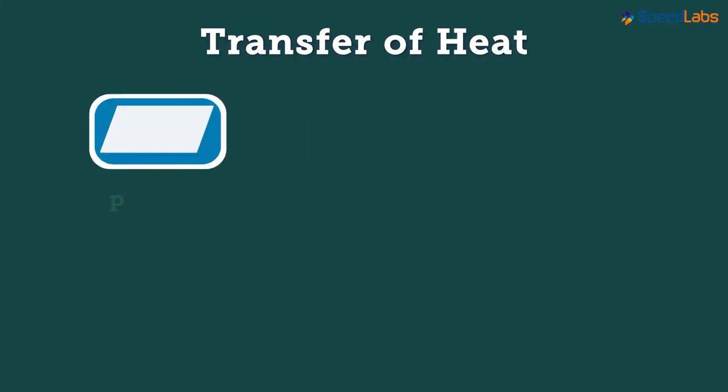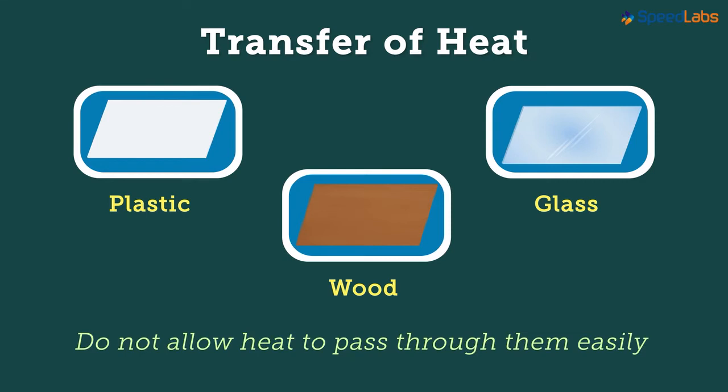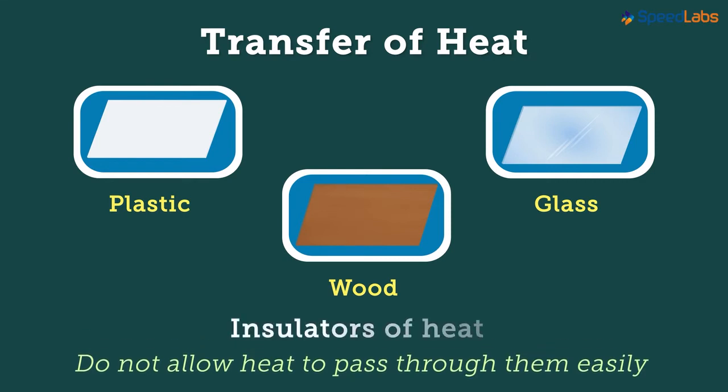Some materials like plastic, glass, and wood do not allow the heat to pass through them easily. Any guesses on what they're called? They are called insulators of heat. Let us relate this concept to a practical situation.